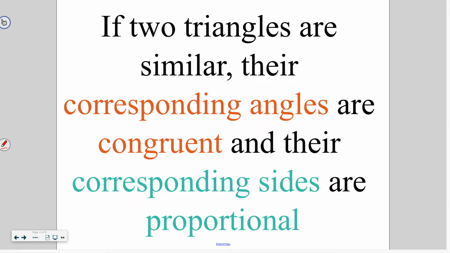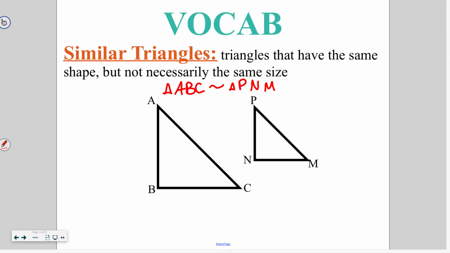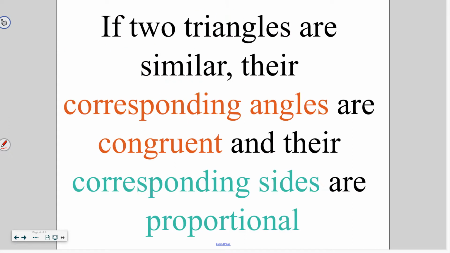So a couple things to note. If two triangles are similar, so again, same shape, probably different size, that means their corresponding angles are congruent. So if I back up here, that means angle A is the same size as angle P. Angle B is the same size as angle N, and angle C is the same size as angle M. So those matching angles are the exact same sizes.